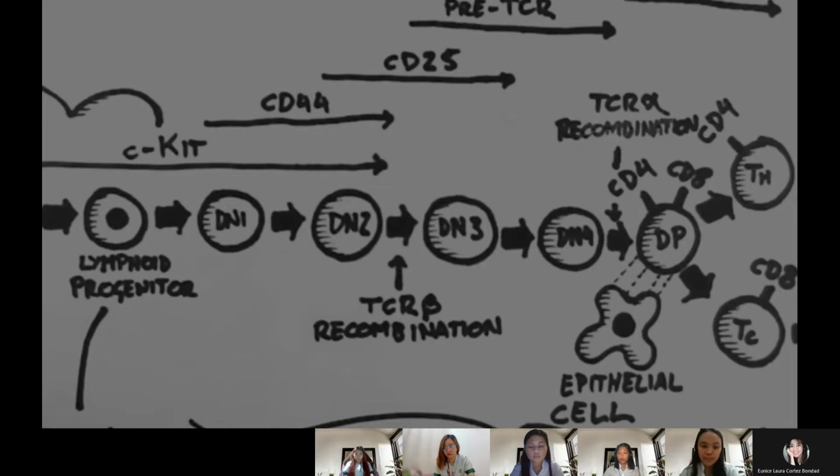And then for CD marker 25, you can classify the cell as being in the double negative 2 or double negative 3 stage if the marker is CD25. So both CD44 and CD25 cannot be expressed in the double negative 4 stage, because they are only present from double negative 1 up to double negative 3.